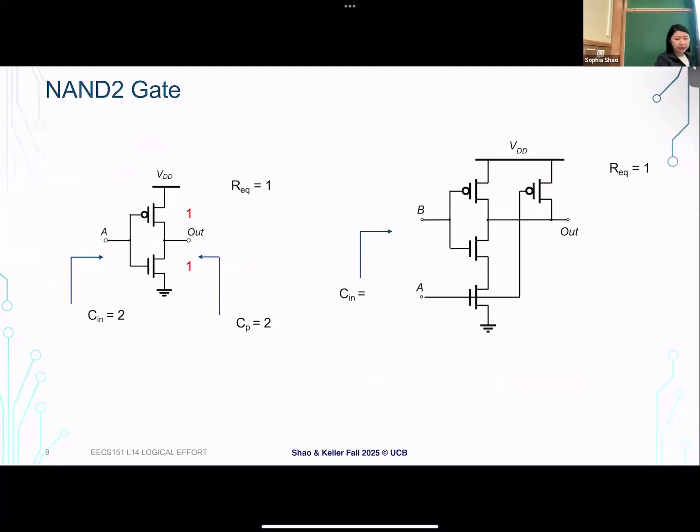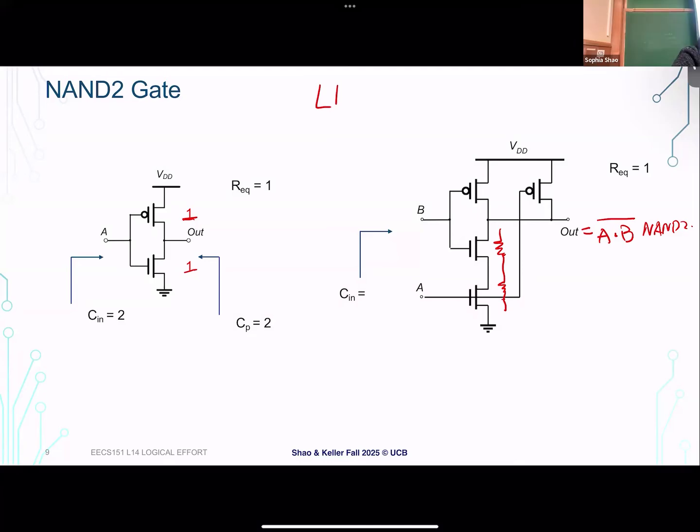Okay, so we mentioned earlier, this is our NAND2 gate. So here we start with our inverter. It's a unit size inverter, we just size both NMOS and PMOS of size 1 here. And we want to figure out the logical effort, which we mentioned when we get to 2 inputs. Something we mentioned earlier here, if you look at the pull down path, 2 NMOS transistors are connected in series.